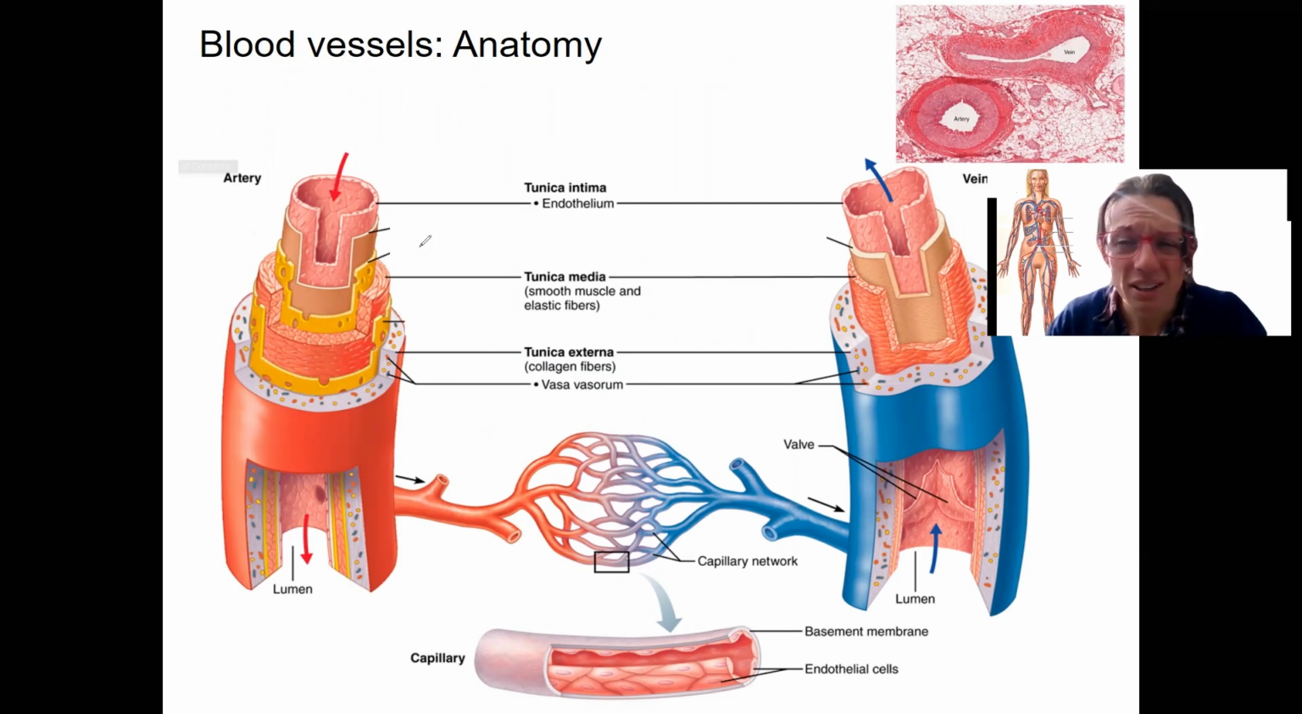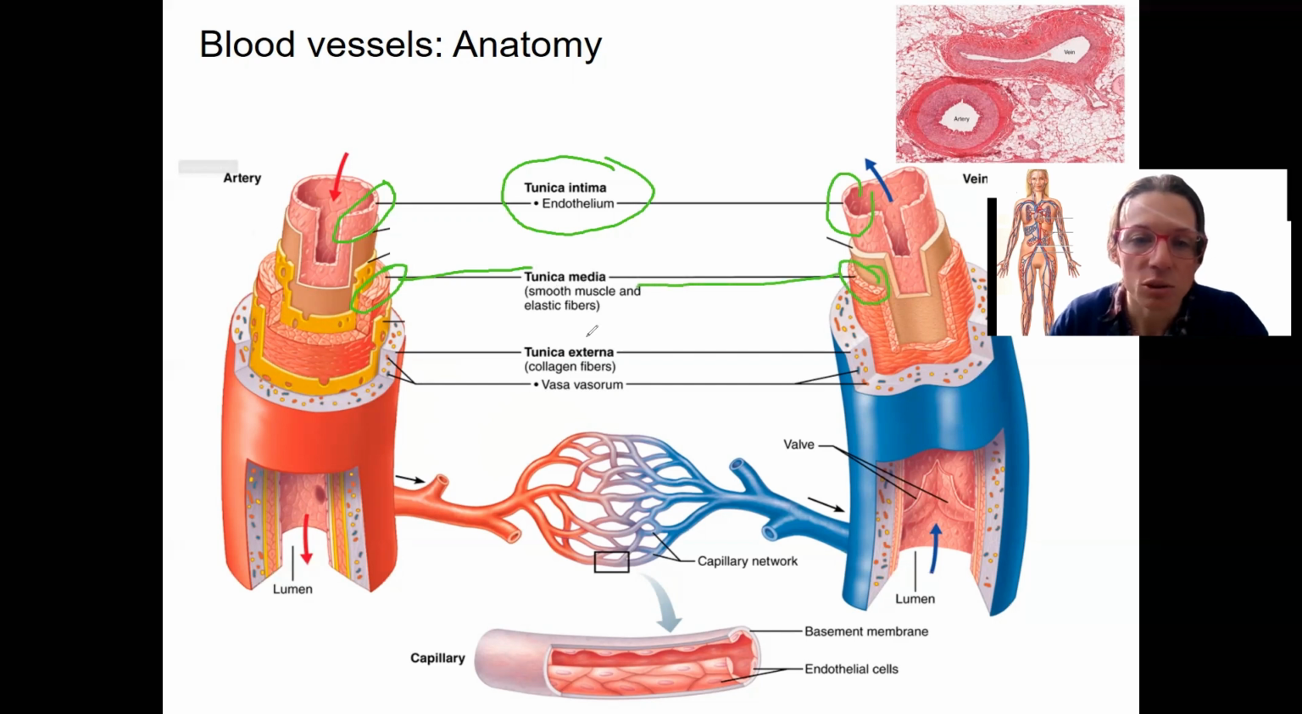There's a whole bunch more layers here that I'm not going to talk about. I think here what I want you to know: the tunica intima is this inside endothelium. You can see that simple squamous tissue. Tunica media is smooth muscle and elastic. You can see that looks kind of like smooth muscle and elastic right there, right? Then lastly, tunica externa, collagen fibers.